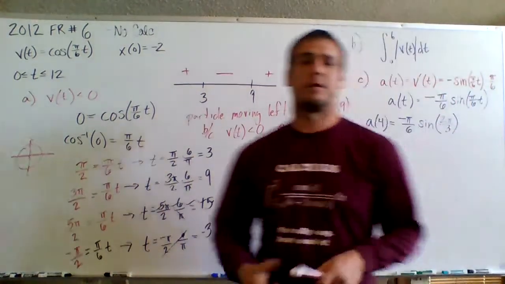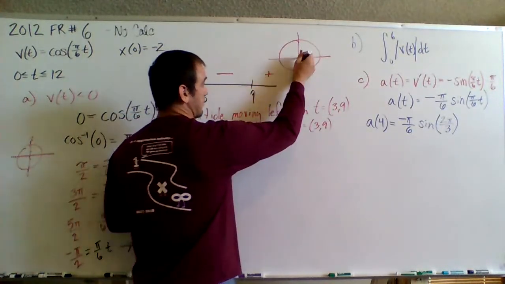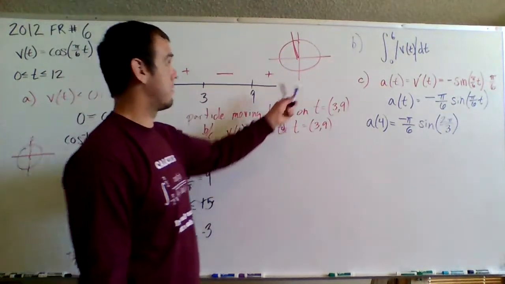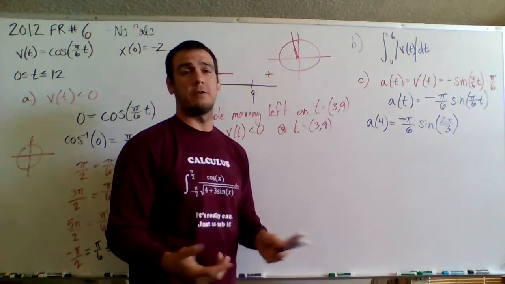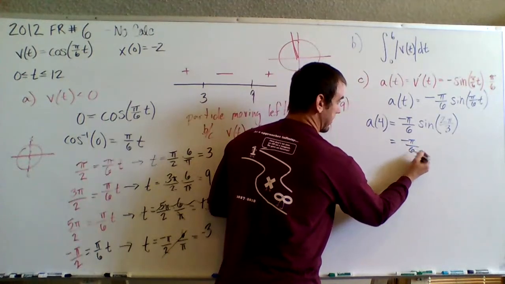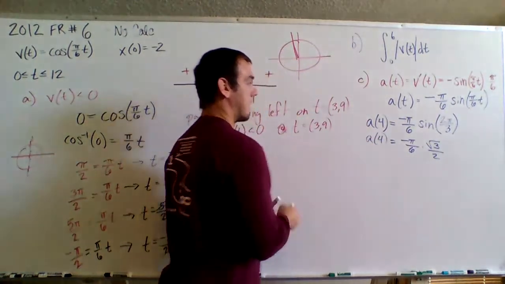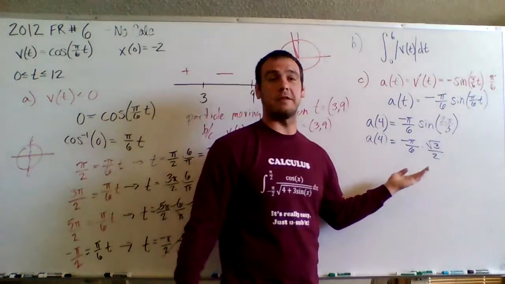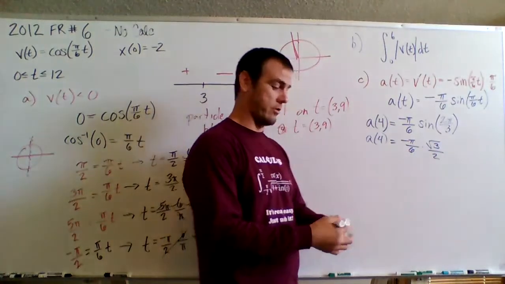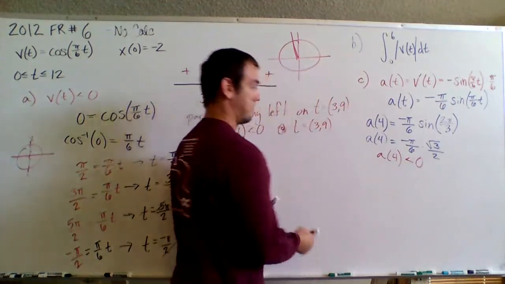So I got to think about 2 pi over 3. I like always to draw the circle. 2 pi over 3 is going to be in this location. Sine is referring to my y value. The y value at 2 pi over 3 is going to be the square root of 3 over 2. So this is going to equal negative pi over 6 times the square root of 3 over 2. Now understand, we don't really care what this exact number is. We care about what the sign is. You got a negative times a positive, which means a of 4 is really going to be less than 0.